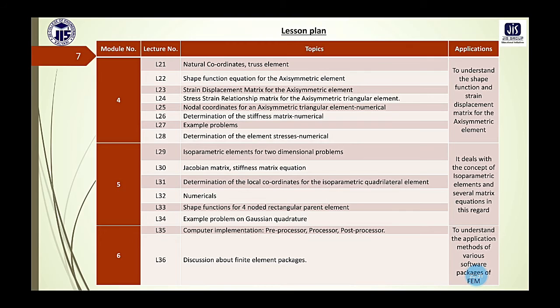Next, and the last module, is the software analysis part. So here we will study the application methods of various software packages of FEM. Basically, we will discuss the ANSYS software, by using which we will go through some simulation for this finite element method, and all the pre-processing, then processing or solution, and the post-processing part for this ANSYS software simulation will be discussed in details with all of you.